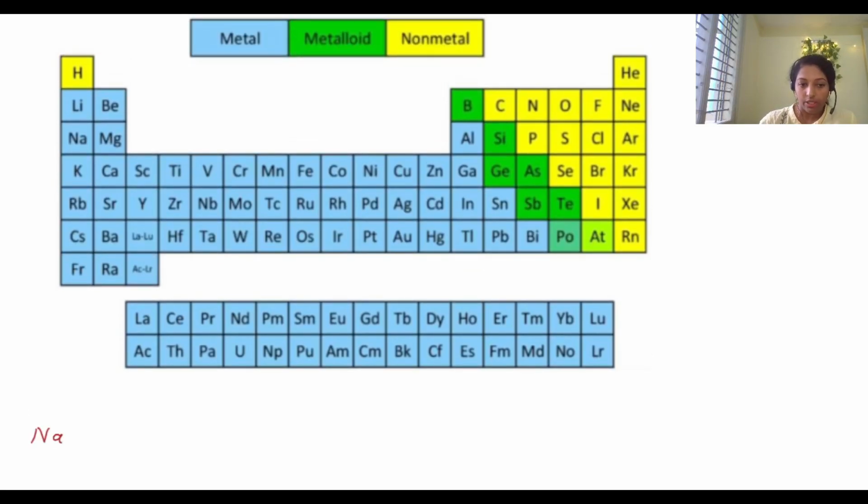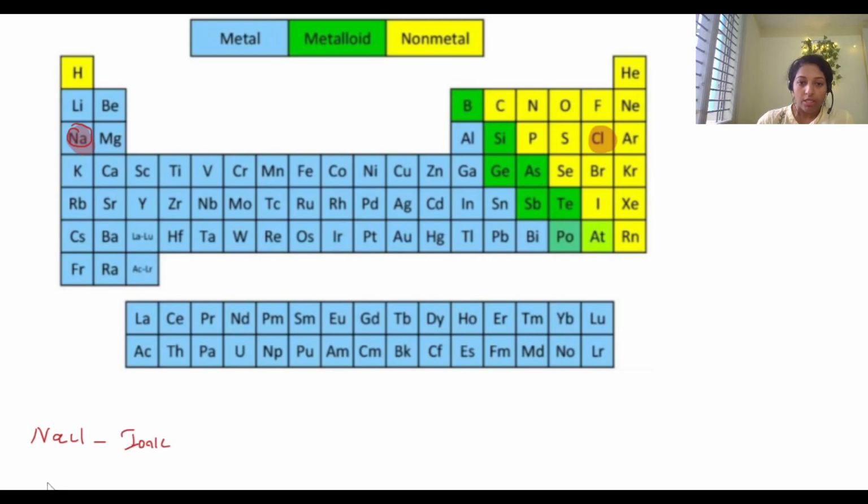Suppose I am telling NaCl. First you need to categorize whether the compound is ionic or covalent, because then only can we use the rules. Ionic compounds follow some rules, covalent compounds follow some other rules. Look at NaCl. See where you can find Na. Sodium is this one, so sodium is a metal. And see the chlorine. Chlorine is a non-metal. So that's why you can say NaCl is an ionic compound.